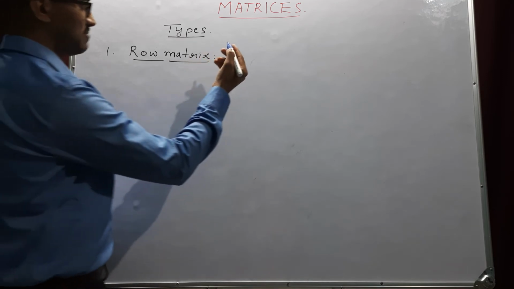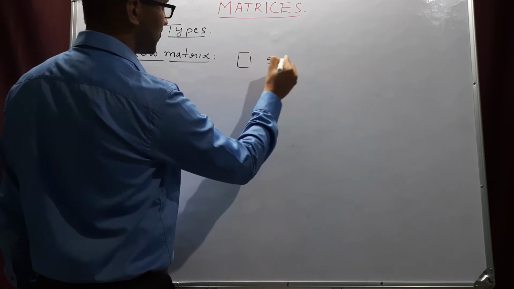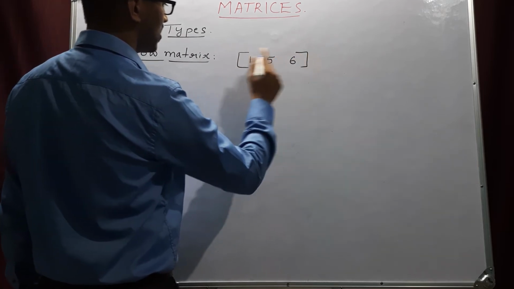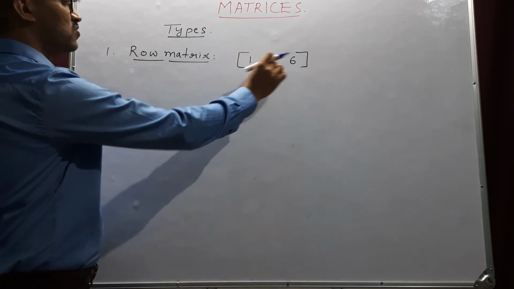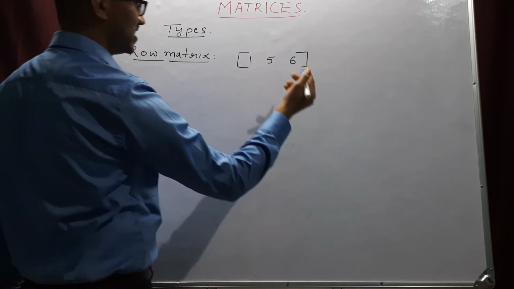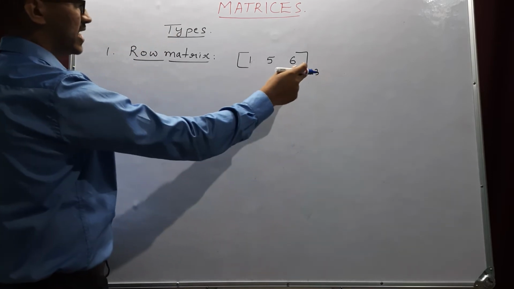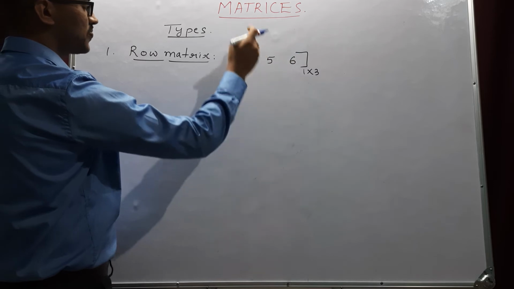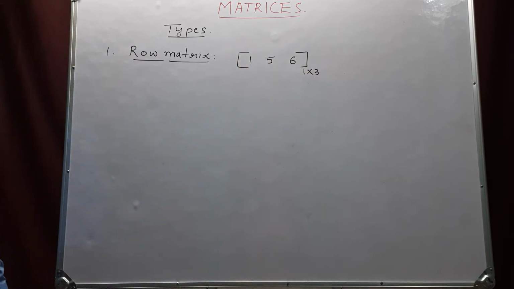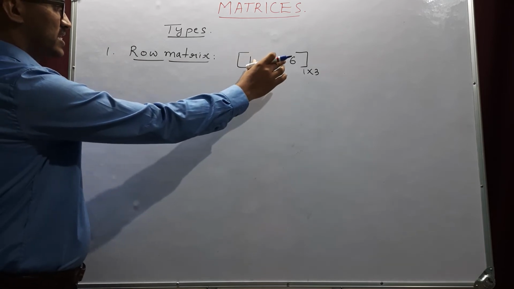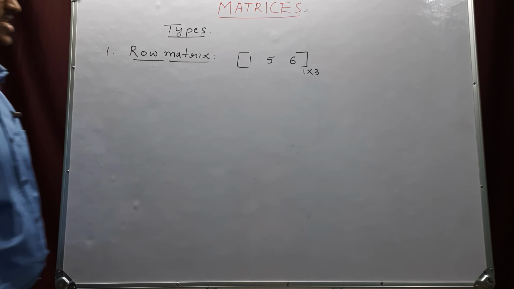See one example: 1, 5, 6. Here in this matrix, we have only one row. If we see the order of this matrix, it is 1 by 3. We have one row, 3 columns, so the order is 1 by 3. If the matrix has only one row, we call it a row matrix.